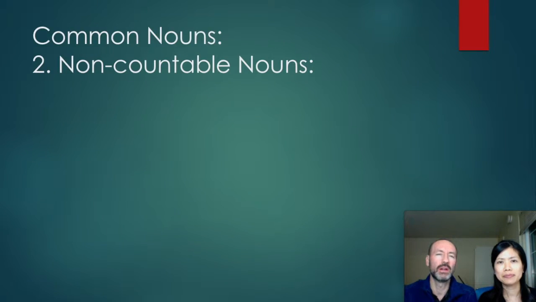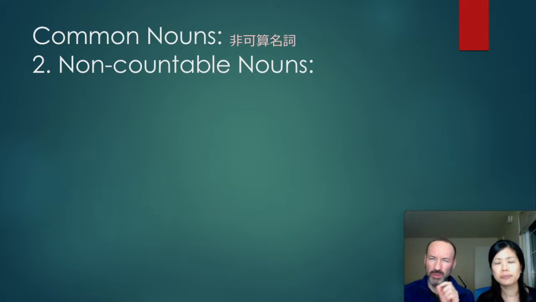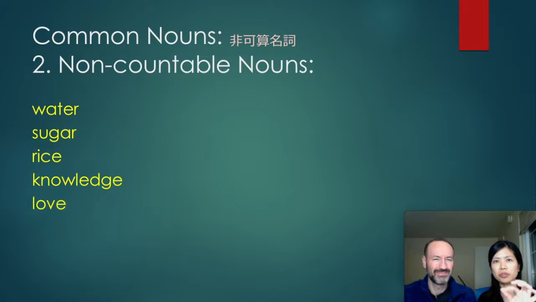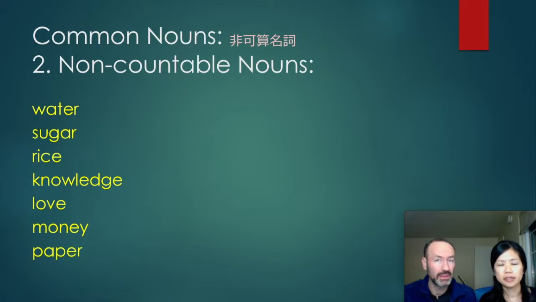Now let's move on to non-countable nouns. And these things, again, are often things like water or sugar, small things, liquids, or small grains gathered together. Exactly. Rice, knowledge, love is something we can't count. Right. Money, we don't really count money, strangely. And paper, like we usually say one piece of paper or three pieces of paper, all right?